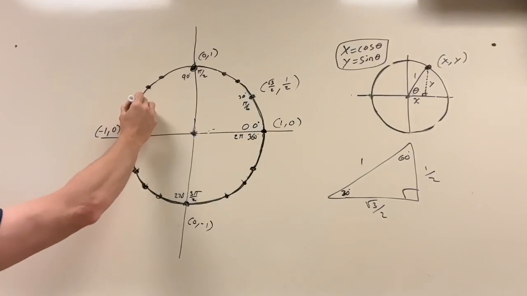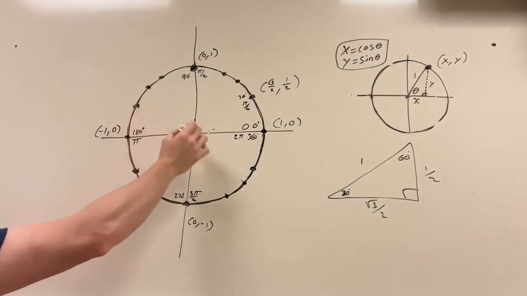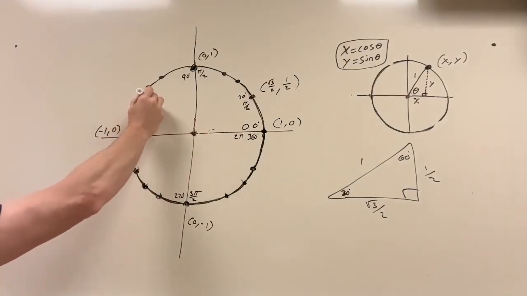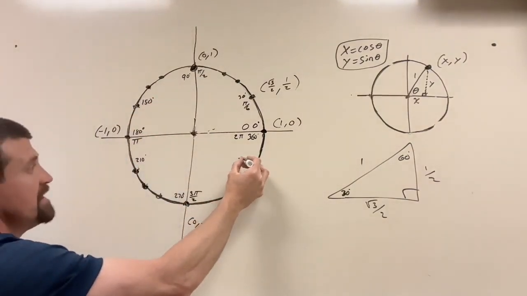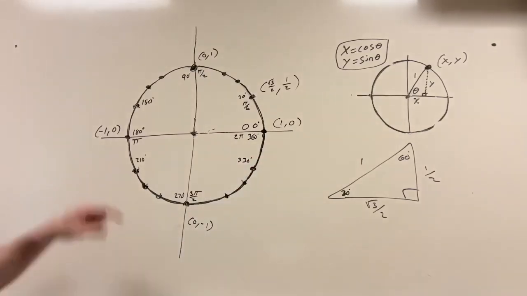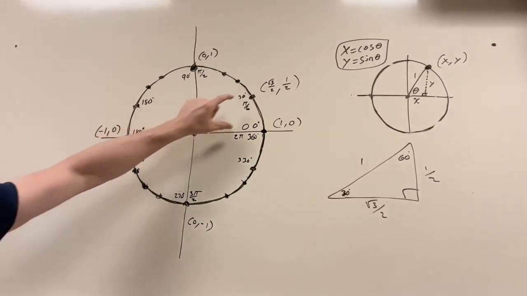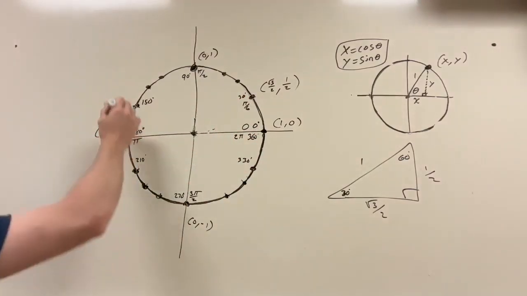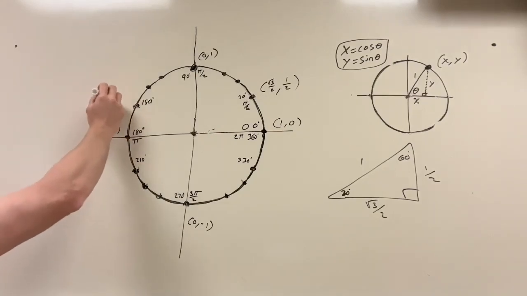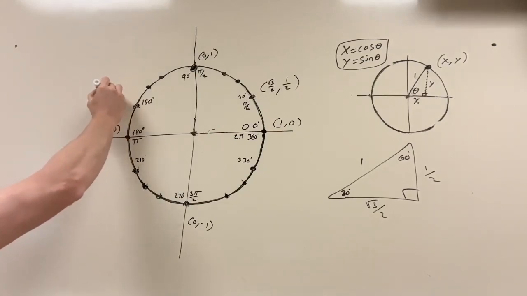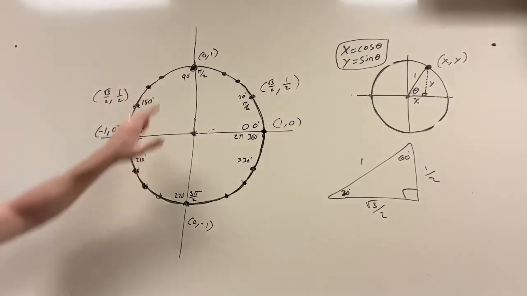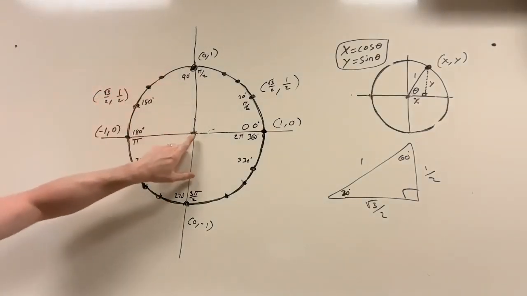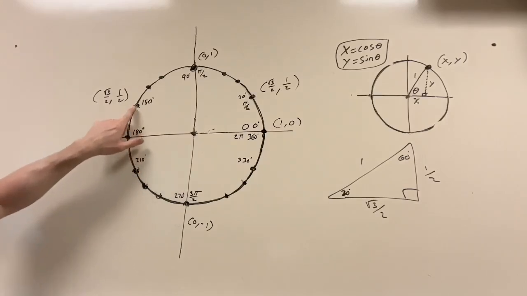All of these other points that are 30 degrees away, this one is 150 degrees, which is 30 degrees away from the x-axis. This one's 210, and this one's 330. They're all 30 degrees away from the x-axis, so they're all going to have the same coordinate points. Square root of 3 over 2, comma, 1/2. But the difference is when I'm in the second quadrant, my x-coordinate's negative and my y is positive.